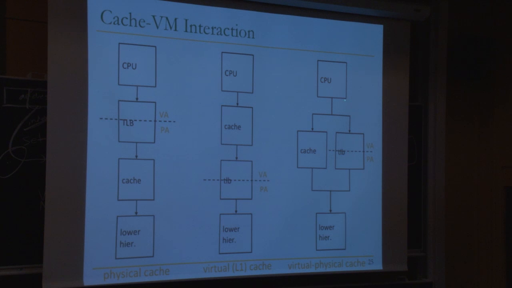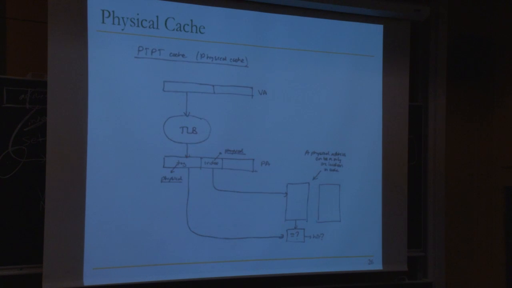You do the translation in parallel with the cache access. This way, you overlap the latency of the cache access with the translation, but you somehow need to index the cache with the virtual address, right? Because you cannot start the cache access if you don't have the physical address. You can only start the cache access in parallel with the virtual address because you don't have the physical address available yet. Let's take a look at that design.